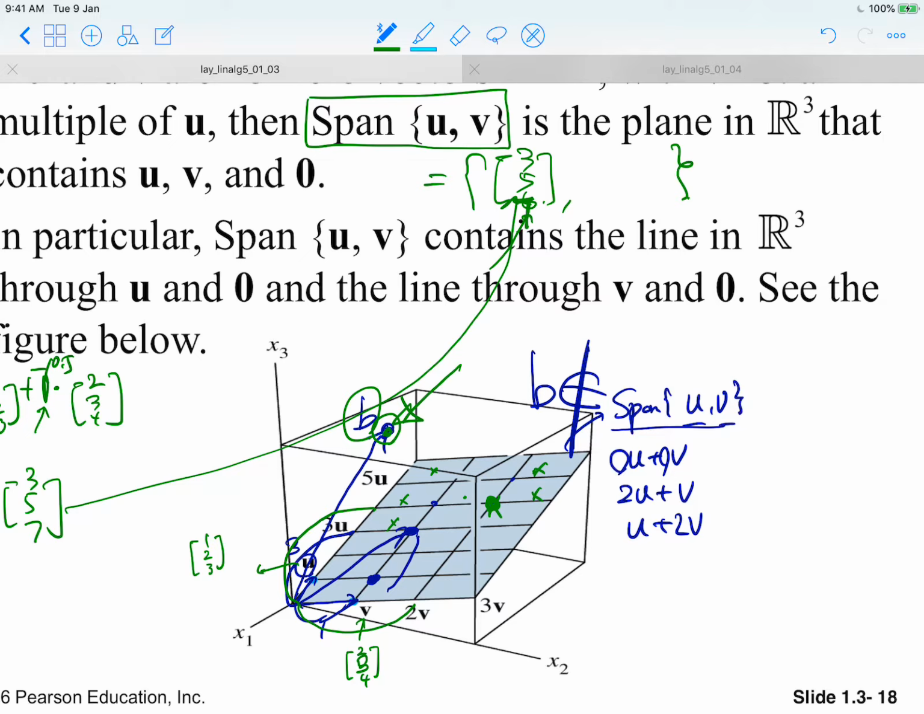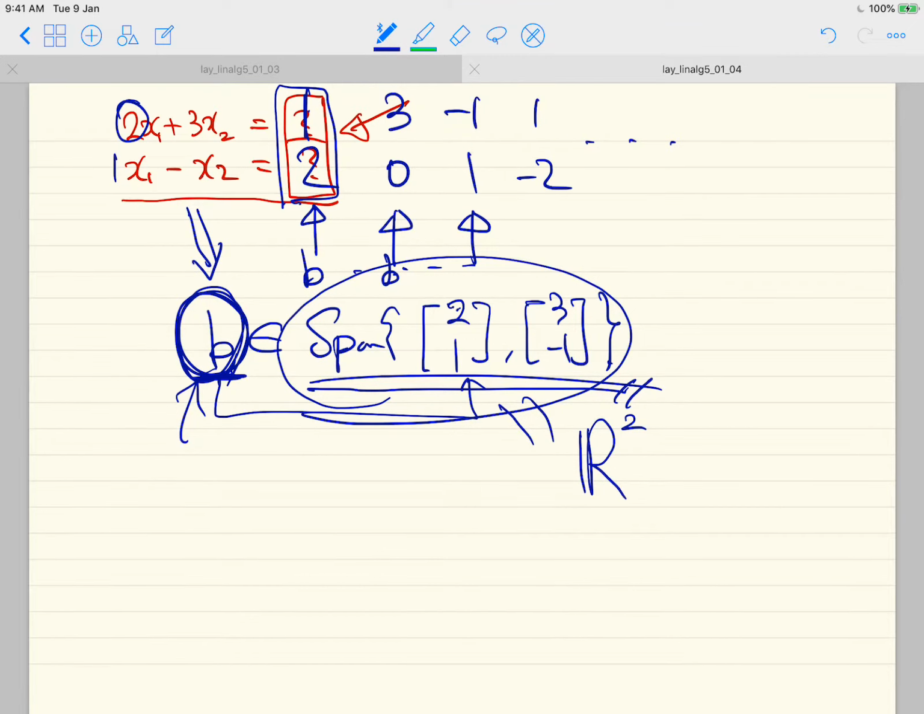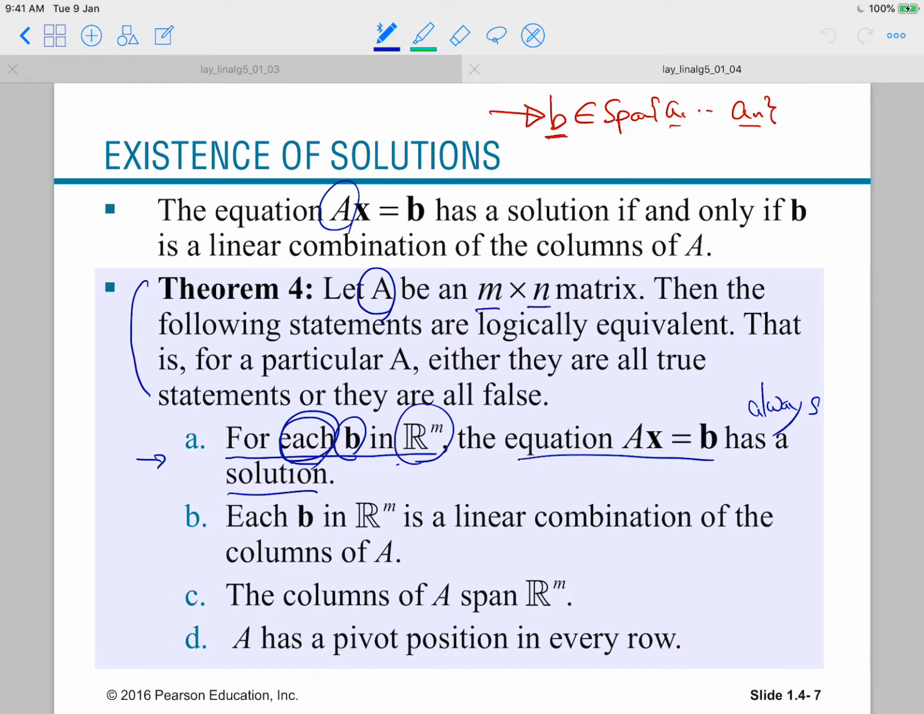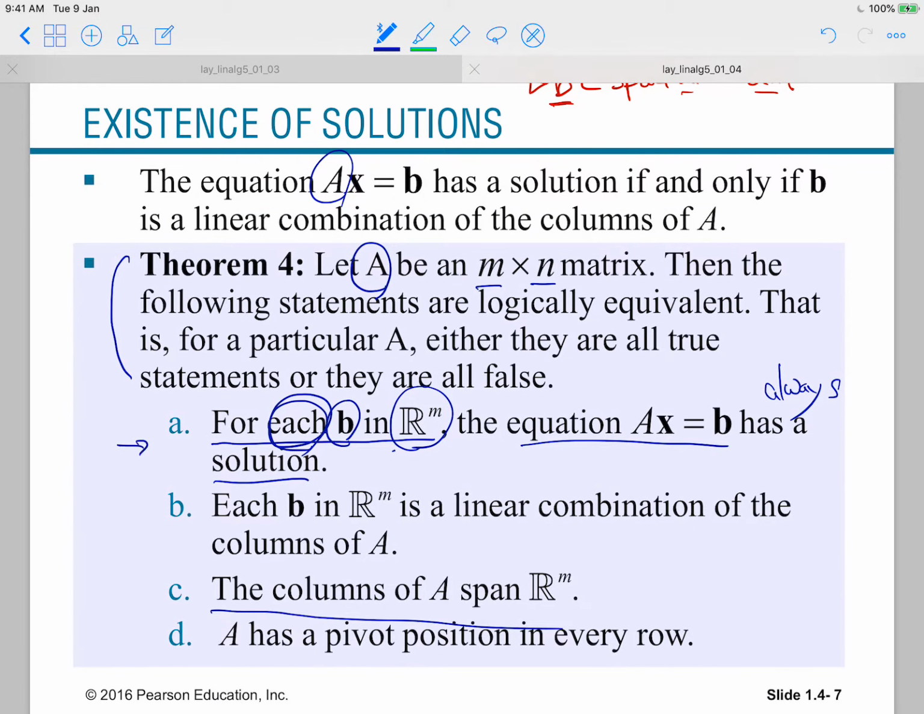But what if this blue plane is entirely filling up or entirely covering the three-dimensional space? In this case, for whatever b, it is impossible for this vector b to escape or be placed outside of this span set, right? So this situation is that this span is equal to the entire space, right? Okay, so that is described in this form.